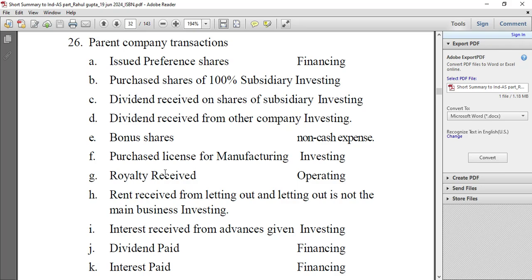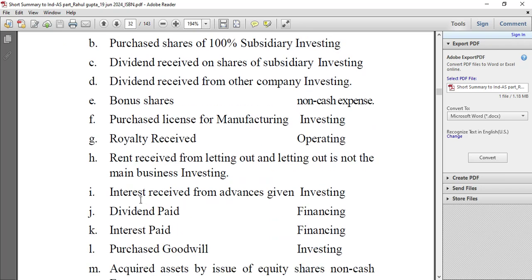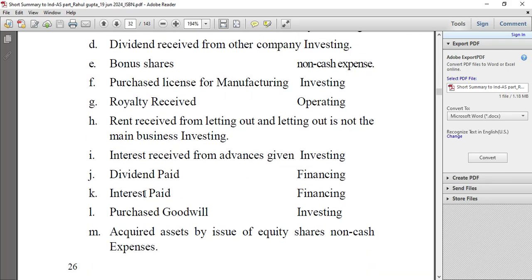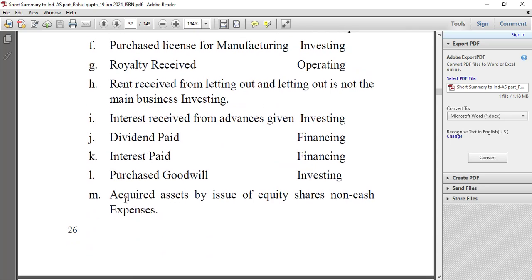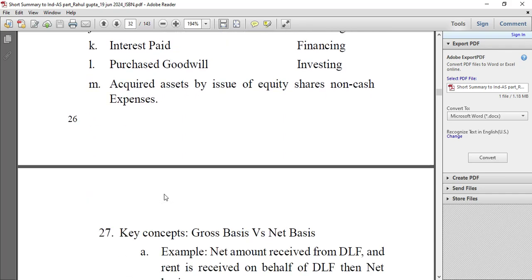activities. Royalty received, operating activity. Rent received from letting out, and letting out is not the main business, it is an investing activity. Interest received from advances given, investing activities. Dividend paid, financing activity. Interest paid, financing activities. Purchased goodwill, investing activities. Acquired assets by issue of equity shares is non-cash expenses.